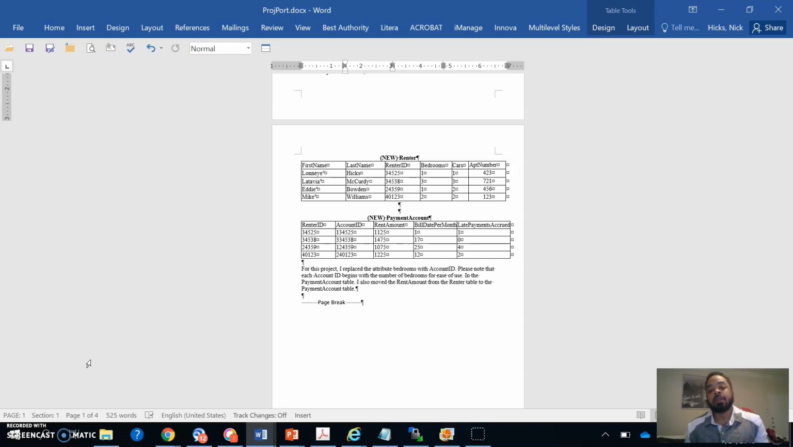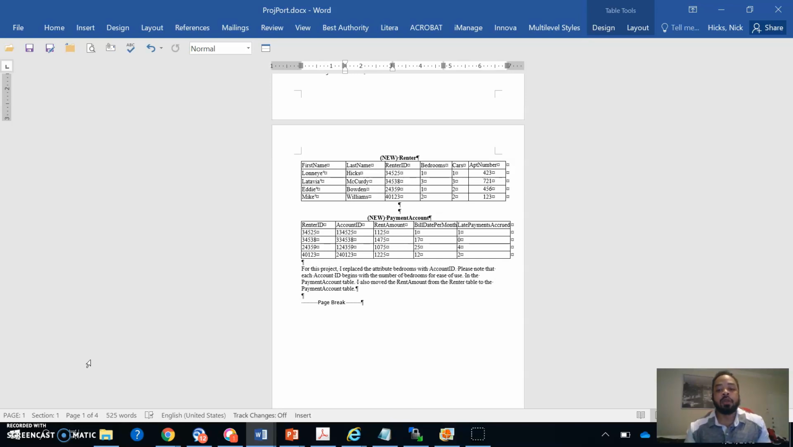Please note that the account ID begins with the number of bedrooms, just for simplicity. So if I was apartment managing staff, I could look at the account ID and I'd see when the account ID begins with a 1, a 3, or a 2, I'd know that the person would have a 1 bedroom, 3 bedroom, or a 2 bedroom.